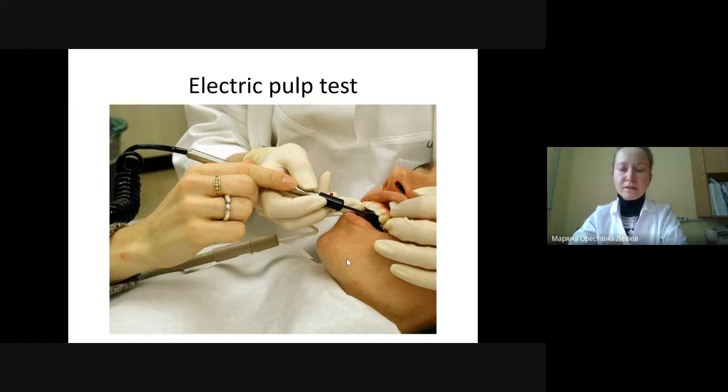The dentist indicates the level of pulp excitability, and thus can estimate the process of inflammation, because the more inflamed the pulp tissue, the less it is susceptible to electric stimulation.